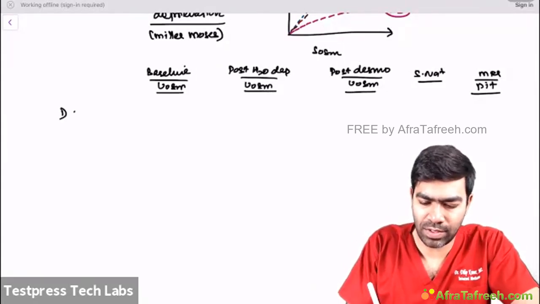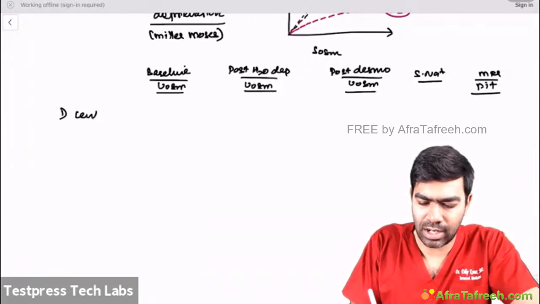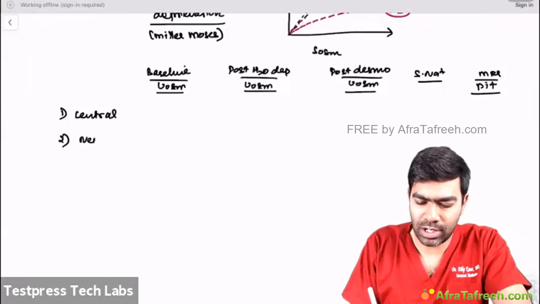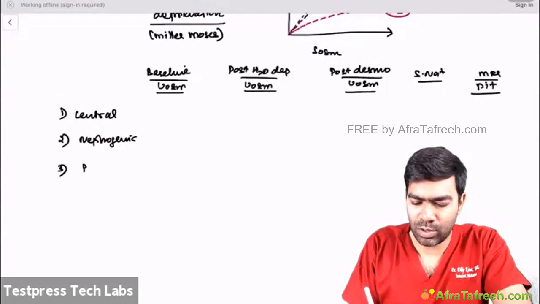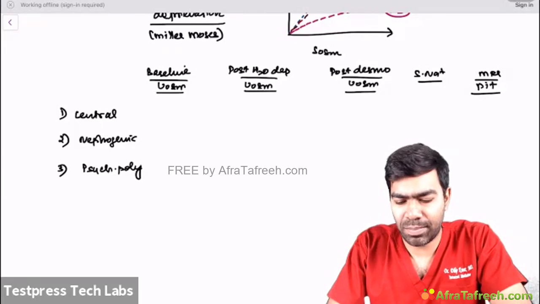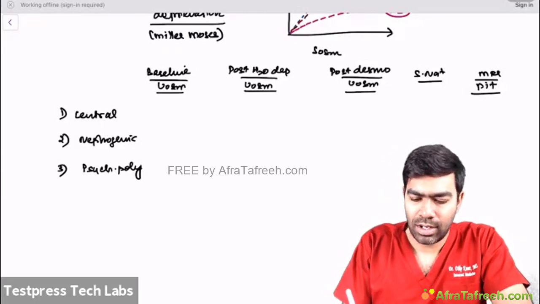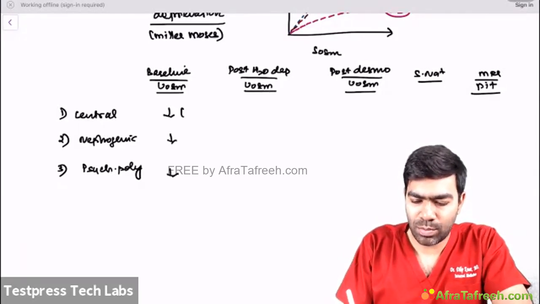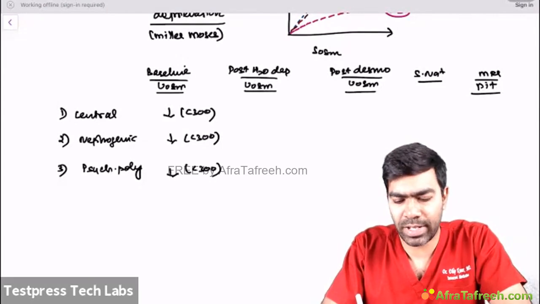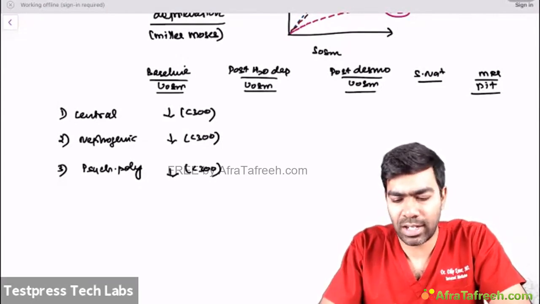Three disorders are there which we need to know. One is called central diabetes insipidus. The second one is nephrogenic diabetes insipidus. The third one is psychogenic polydipsia, or functional polydipsia. As far as the baseline urine osmolality is concerned, all three conditions will have low baseline urine osmolality, which means it will usually be less than 300, unless it's a partial diabetes insipidus, which we'll be seeing subsequently. In all these situations, baseline will be less than 300 only.